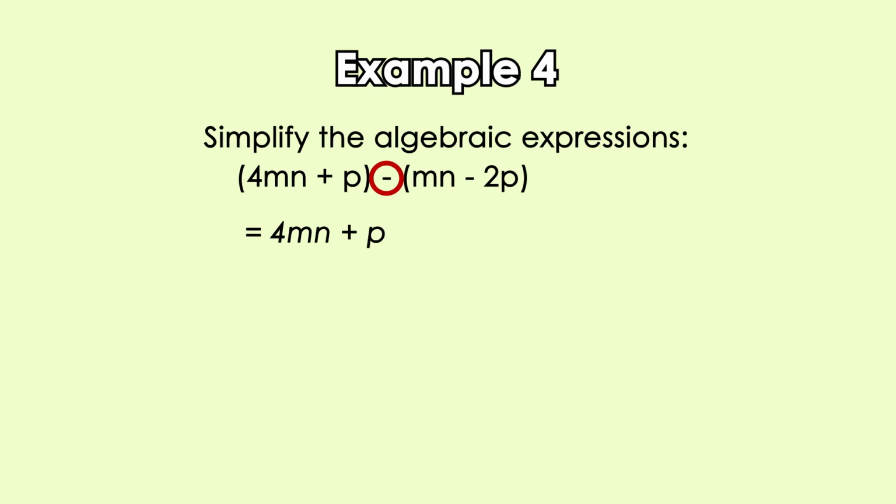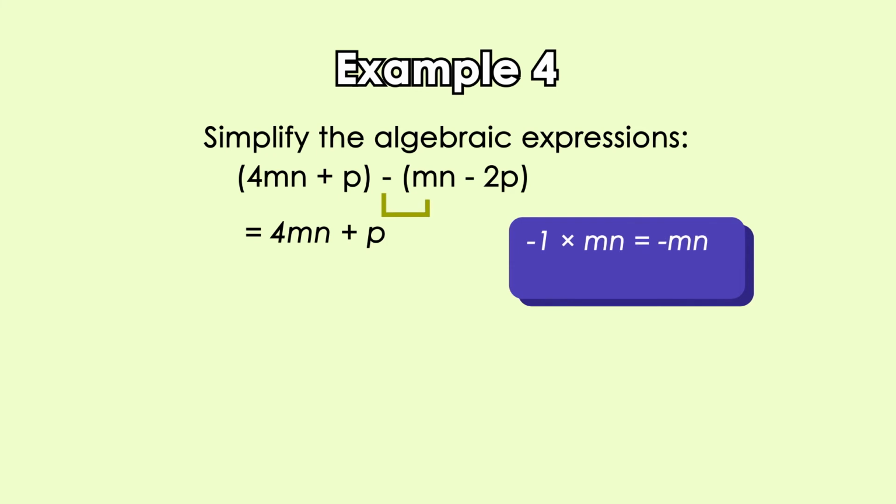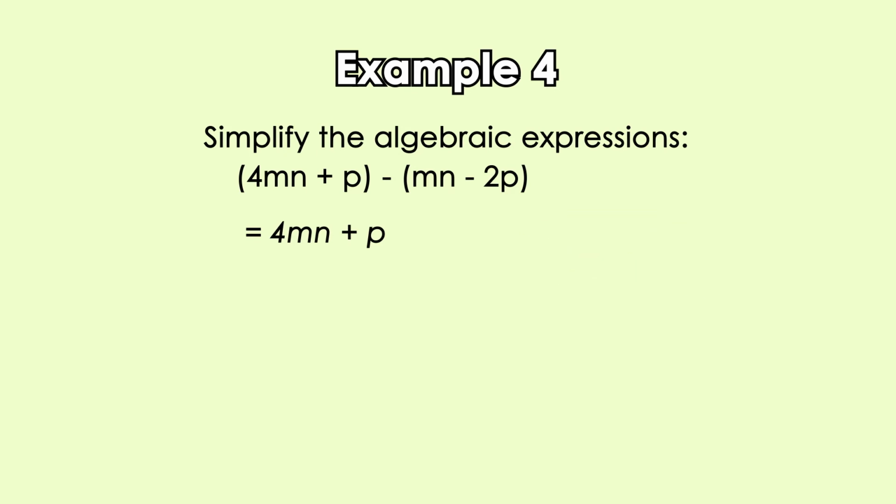What do you have to do when the sign in front of a bracket is negative? Good. We must distribute the negative sign to each term within the bracket. Multiply each term in the second bracket by -1. So, -1 times mn equals -mn. -1 times -2p equals +2p. Finally, we get 4mn plus p minus mn plus 2p.